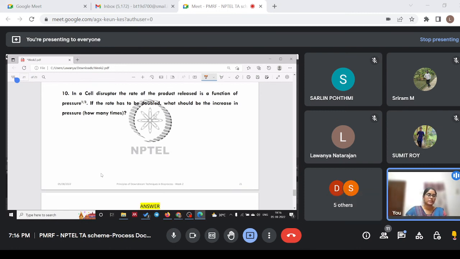Right? In a cell disruptor, the rate of product released is a function of pressure power 1 by 3. So rate is related, I'm using this symbol here, is a function of pressure power 1 by 3. I hope this is visible here, or I can move it a little bit. If the rate has to be doubled, what should be the increase in pressure? By how many times?